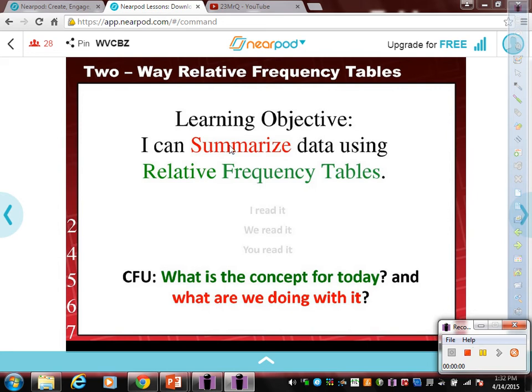All right, our objective for today: I can summarize data using relative frequency tables. Let's read together. 1, 2, 3. I can summarize data using relative frequency tables.